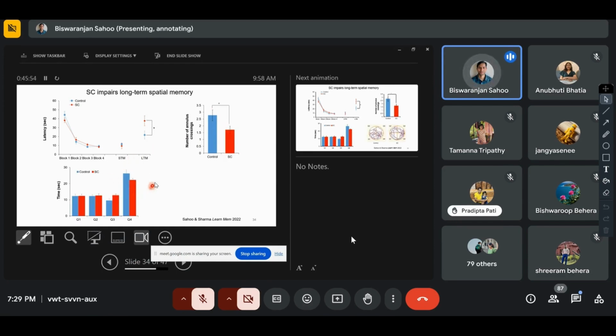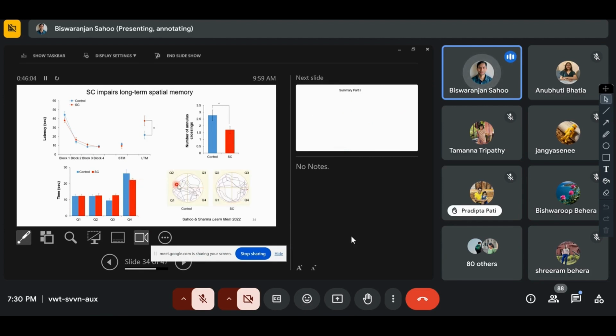And this is the time taken in the platform quadrant. There is also a reduction in the fourth quadrant: the injected animals spend less time than the control animals. And this is a graph showing how they are crossing. This is the control, with more annulus crossings, but in the injected sulfation inhibitor group there are fewer crossings, and overall they are not specific to the fourth quadrant.